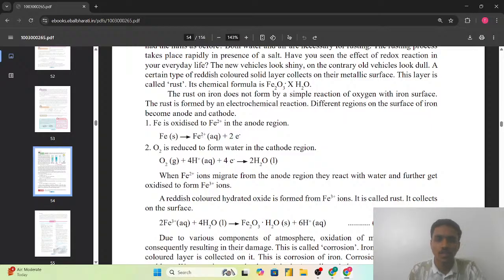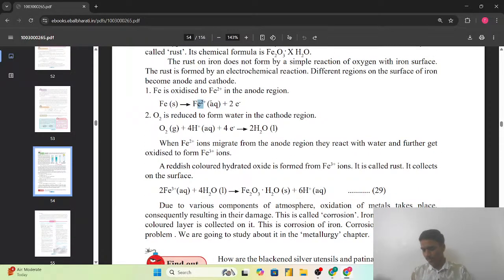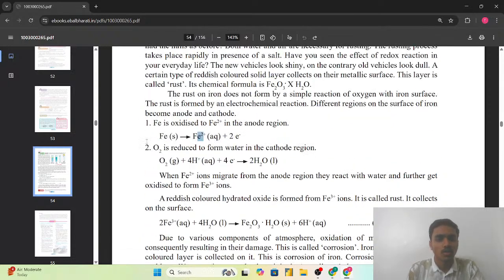So we have seen here that Fe2+, that is the +2 charge, is seen in the product side in this reaction. So इस सेकेंड रिएक्शन में ऑक्सीजन is reduced to form water in the cathode region. मतलब एनोड रीजन में यहाँ पर आयन जो है वो ऑक्सीडाइज हुआ है और यहाँ पर जो ऑक्सीजन है वो रिड्यूस हुआ है in the cathode region. So O2, which is in the gaseous state, when combining with the hydrogen, that is the 4H+ ions in the aqueous medium, taking the 4 electrons leads to the formation of two molecules of H2O.